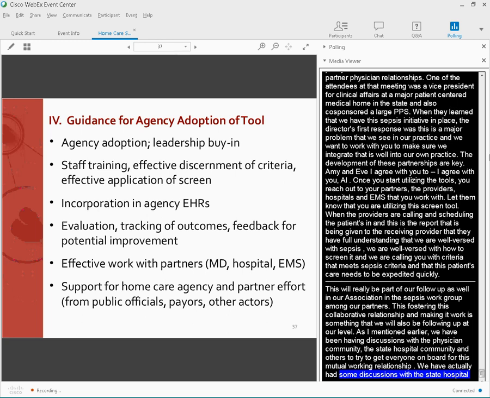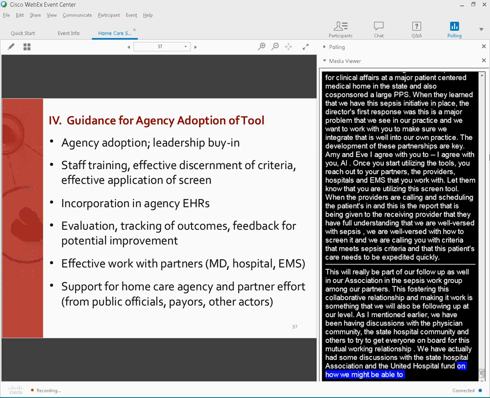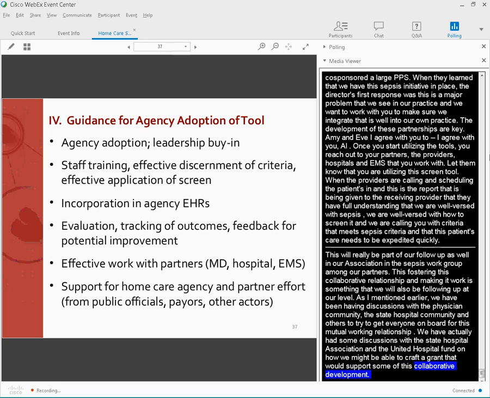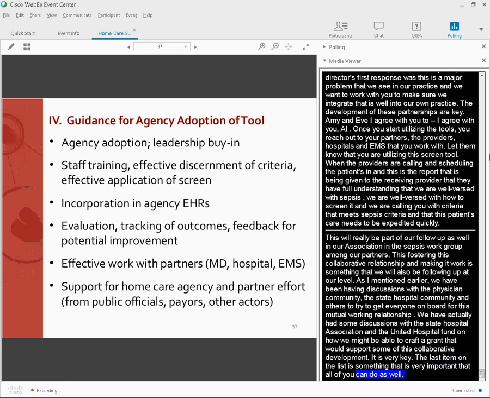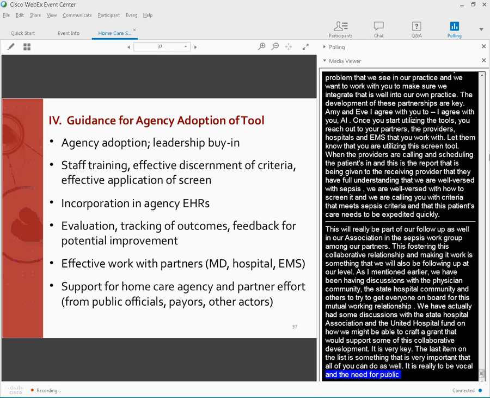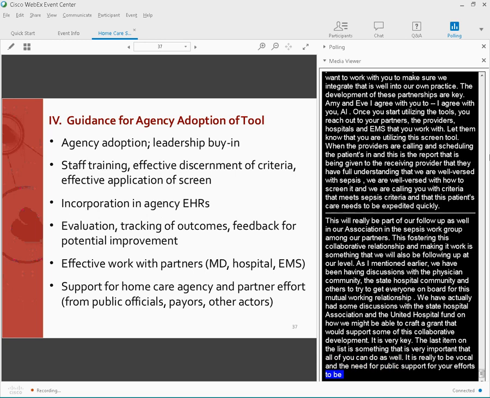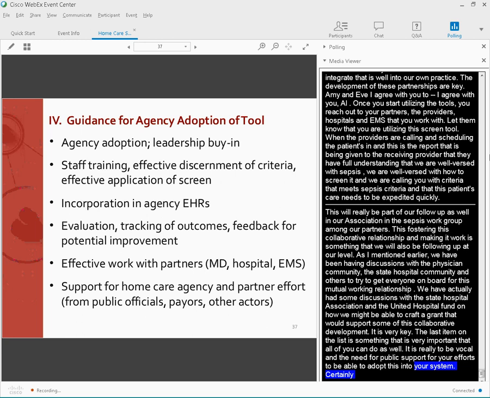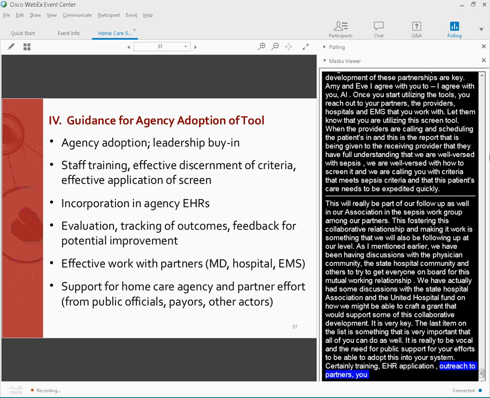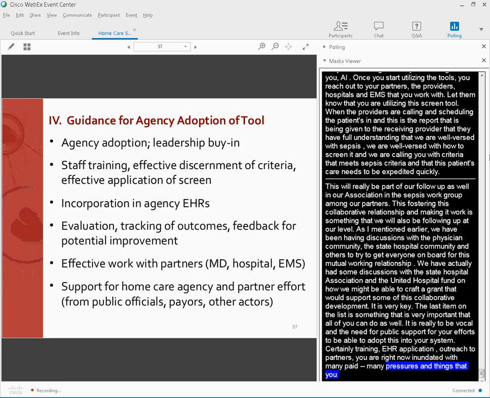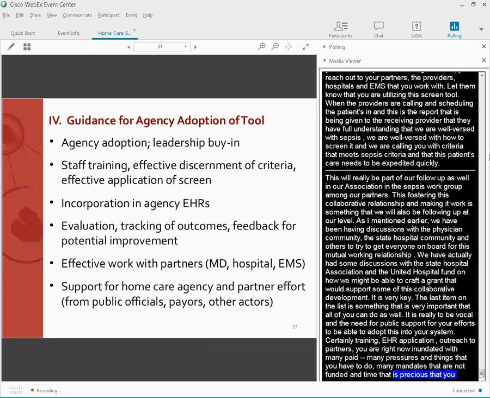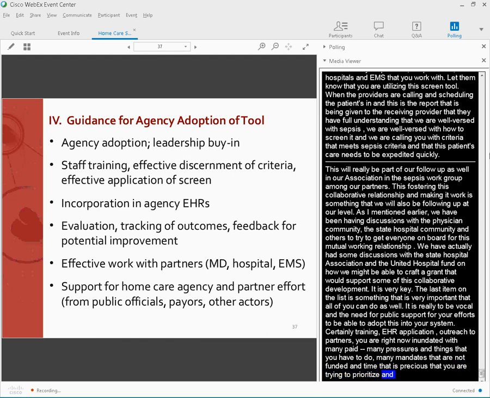So very key. And the last item on the list is something very important that all of you can do as well, which is to be vocal about the need for public support for your efforts to adopt this into your system. So certainly training, EHR adaptation, those kinds of things, outreach to partners. You're right now inundated with many, many pressures and things that you have to do, many mandates that are not funded, and time that's very precious that you're trying to prioritize and allocate. Certainly, you could use support as you work through this, and again, the CDC has recognized this as a national health emergency.